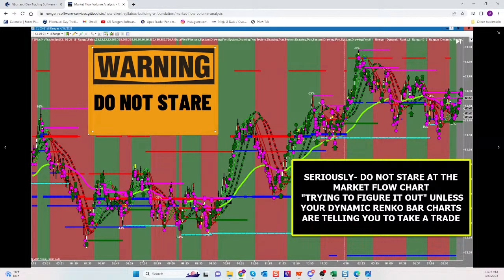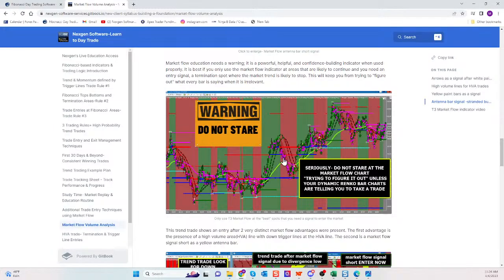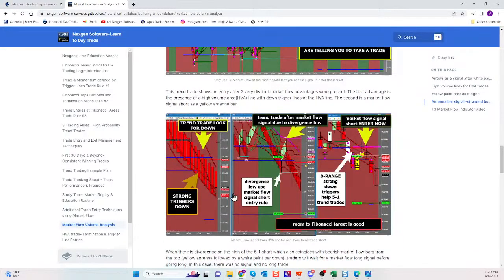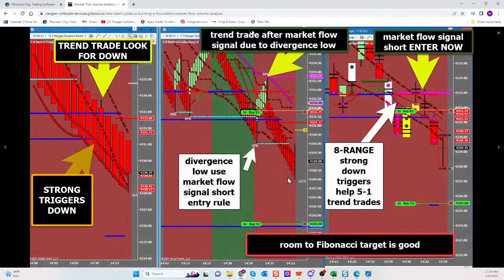Don't stare at the market flow chart. John even puts, seriously, don't stare at the market flow chart trying to figure it out unless your dynamic Renko bar charts are telling you to take a trade. It's going to eat your lunch. The first time John gave me a market flow chart, I took like 374 trades that day.